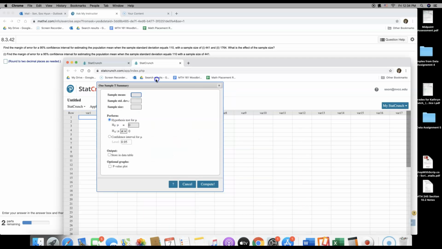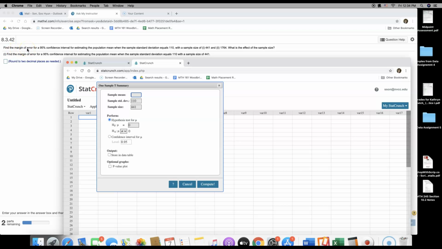If I click on this, they gave you the sample size. Let me do the first one first. 441 is the sample size. They also gave us the sample standard deviation, 110. Now here's what they didn't give you though. They never gave you what the sample mean is. But here's the thing though. What do they want? They just want the margin of error.